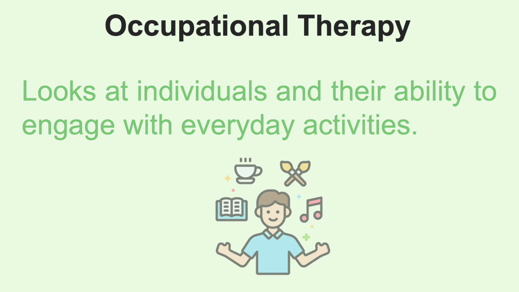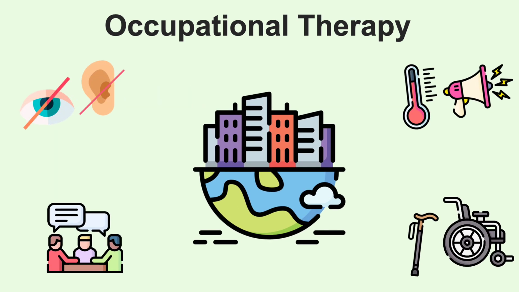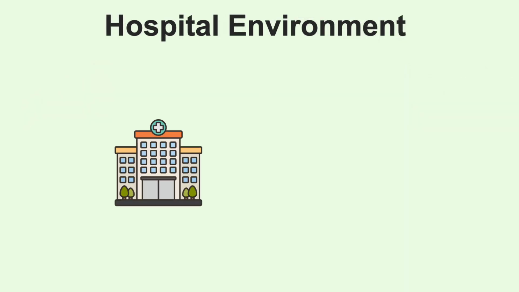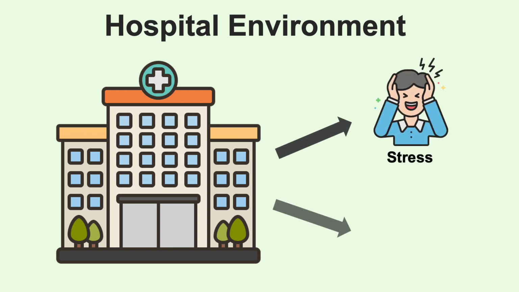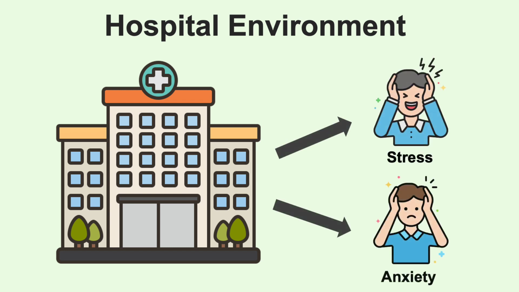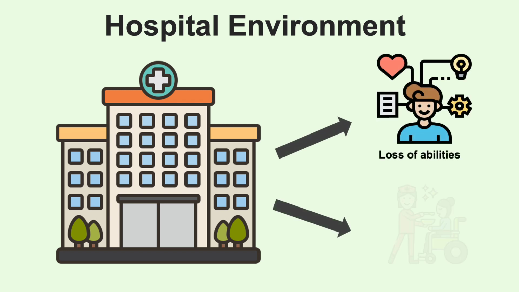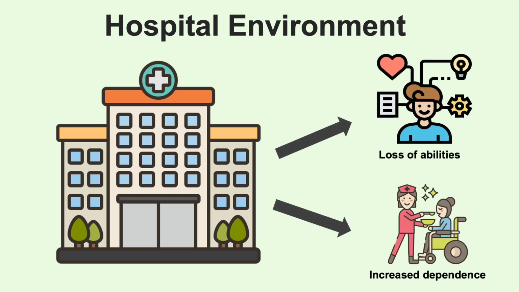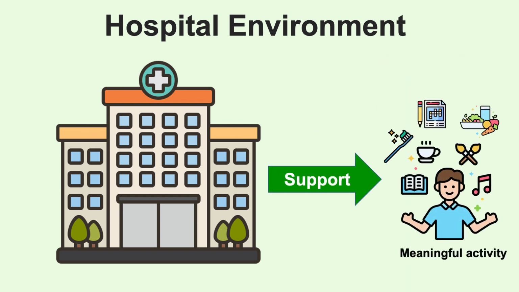Occupational therapy also considers the environment and how this affects a person being able to do the activities that matter to them. Considering a hospital ward environment, the pressure of acute care can lead to stress and anxiety for people with dementia. There is also the risk of loss of previous abilities and increased levels of dependence. In this environment, additional support may be needed to help the patient engage with the activities that they want to do.